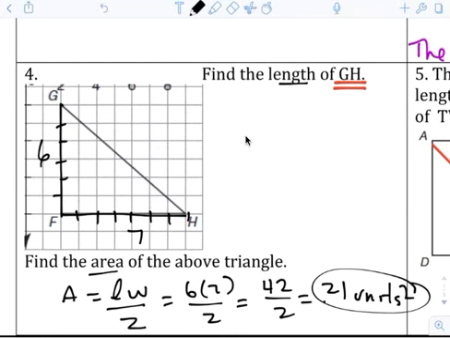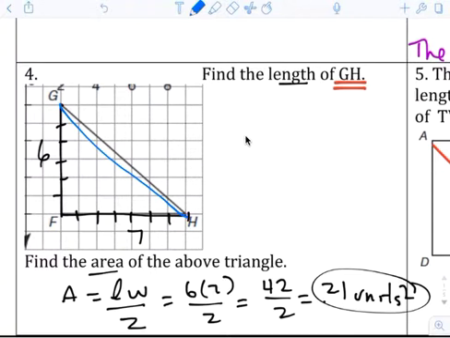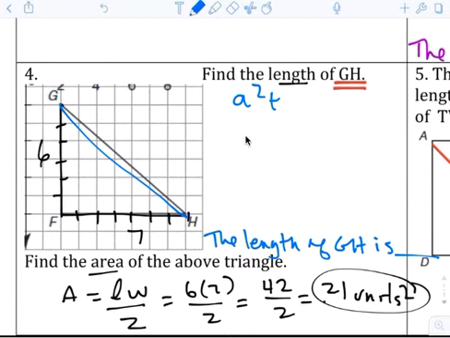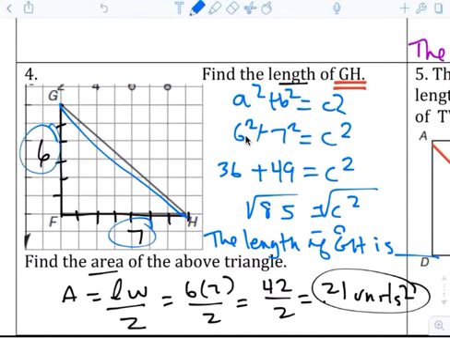Finding the length, G to H, right here. The length of G to H is, and you do a squared plus b squared equals c squared. Take the 6 squared plus the 7 squared equals c squared. 36 plus 49 equals 85, and then you take the square root of 85, and c equals that.